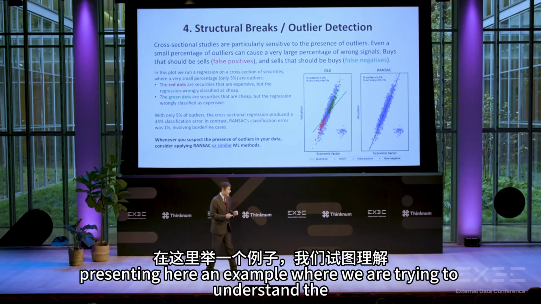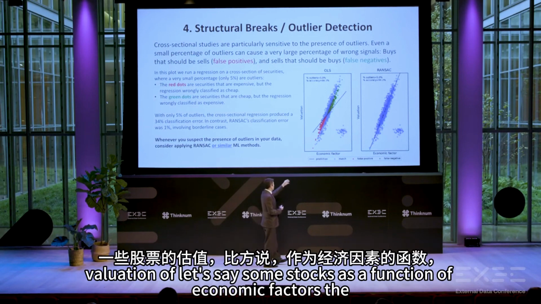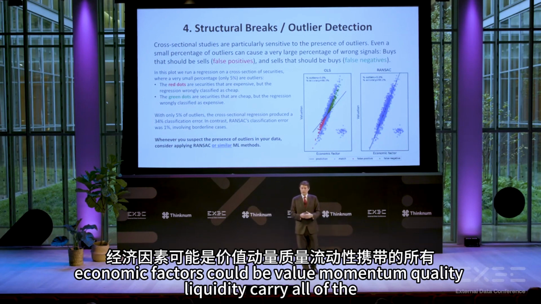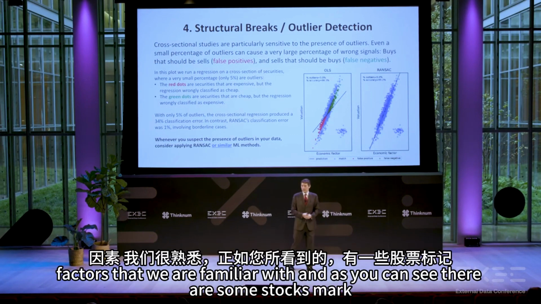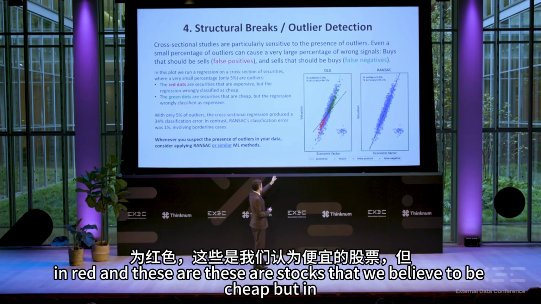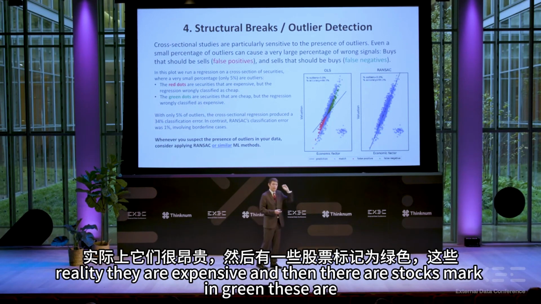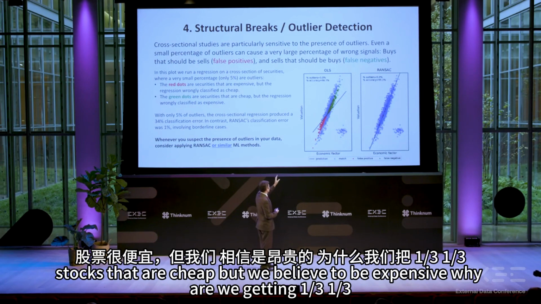And I'm presenting here an example where we are trying to understand the valuation of, let's say, some stocks as a function of economic factors. The economic factors could be value, momentum, quality, liquidity, carry, all of the factors that we are familiar with. And as you can see, there are some stocks marked in red, and these are stocks that we believe to be cheap, but in reality they are expensive. And then there are stocks marked in green. These are stocks that are cheap, but we believe to be expensive.